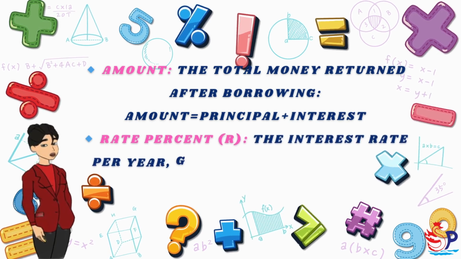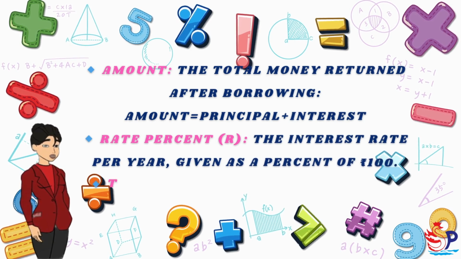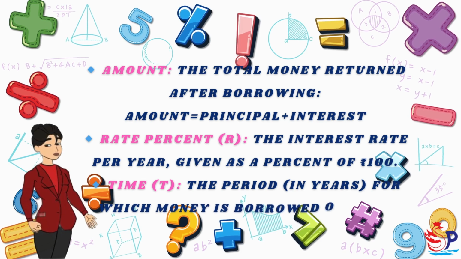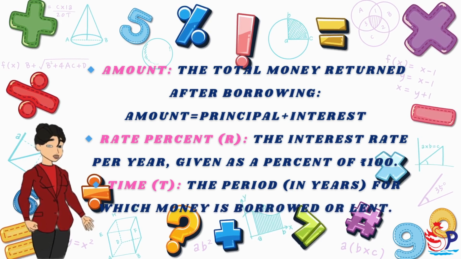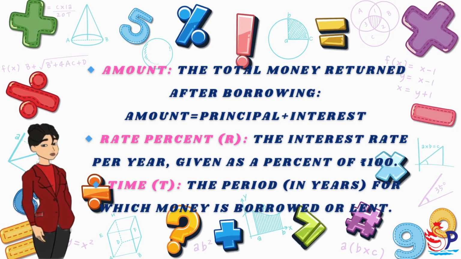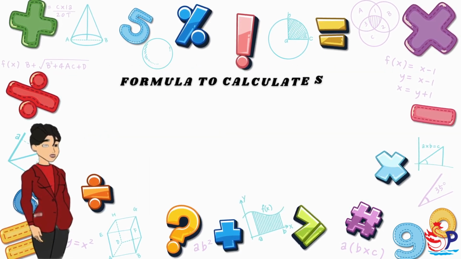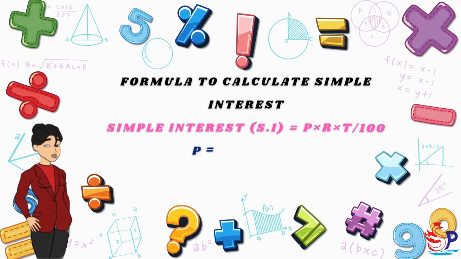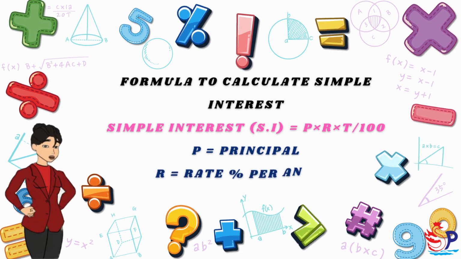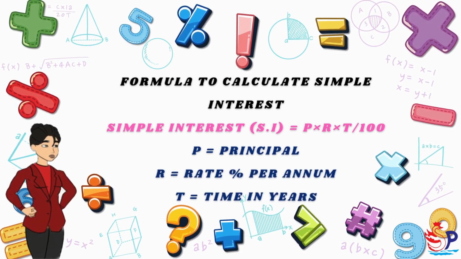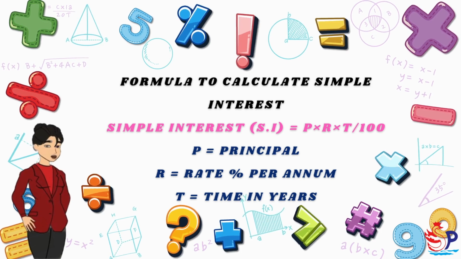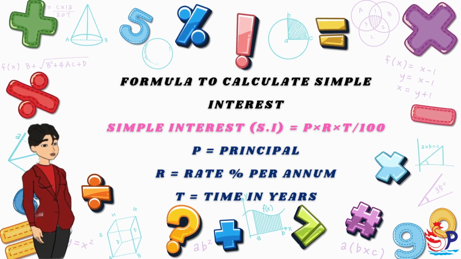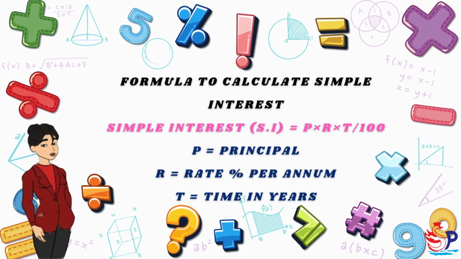Rate, percent, is the interest rate per year given as a percent of 100 rupees. Time, T, the period, in years, for which money is borrowed or lent. Formula to calculate simple interest. Simple interest, SI, is equal to P multiplied by R multiplied by T divided by 100. P is equal to principal. R is equal to rate percent per annum. T is equal to time in years.